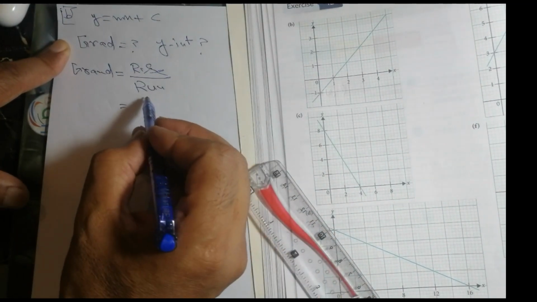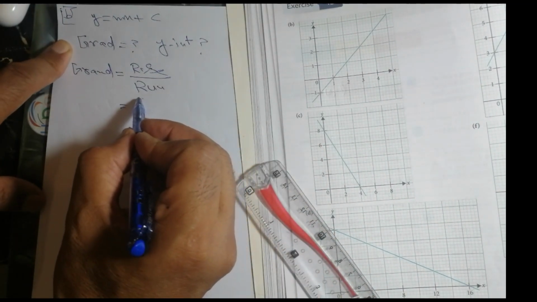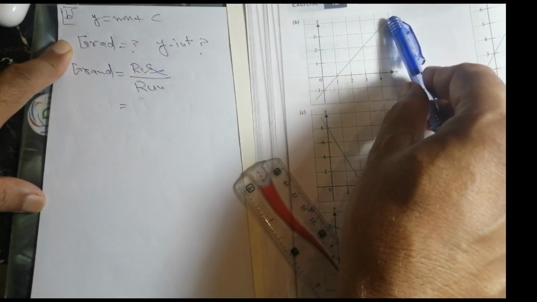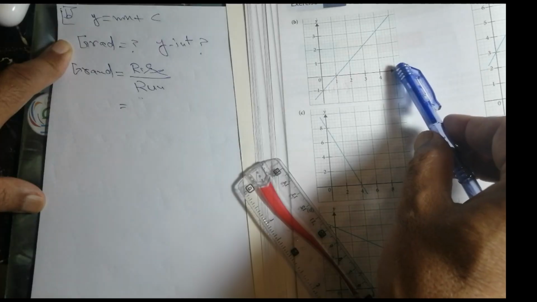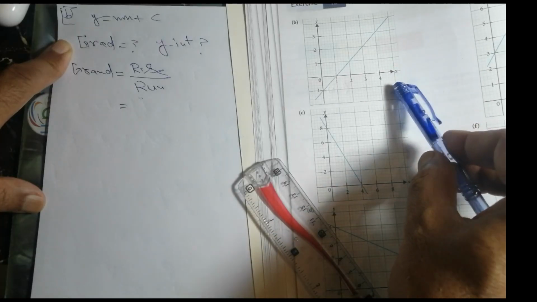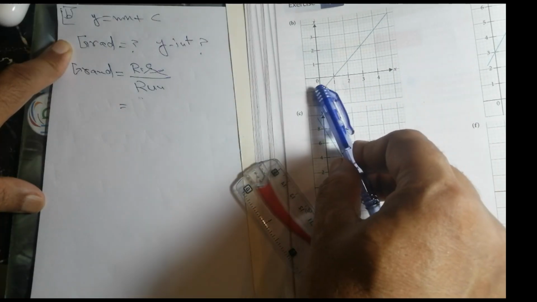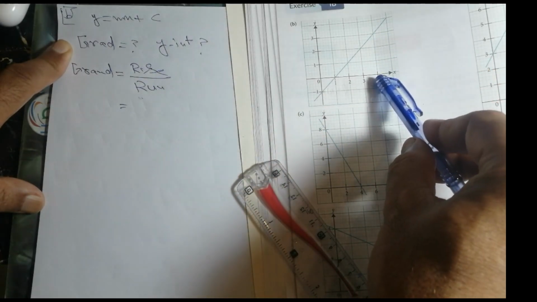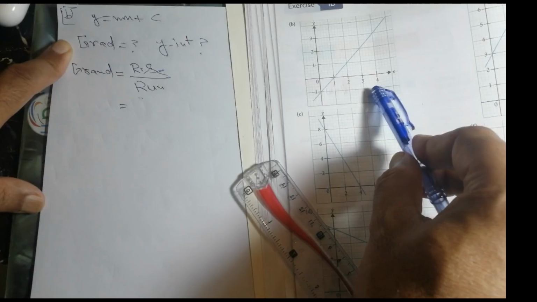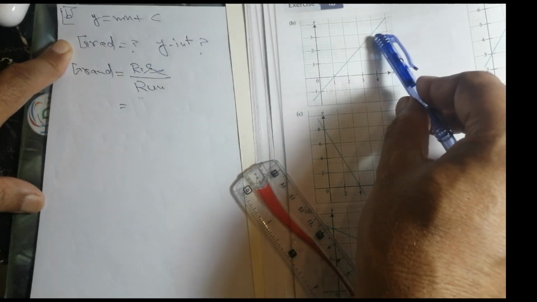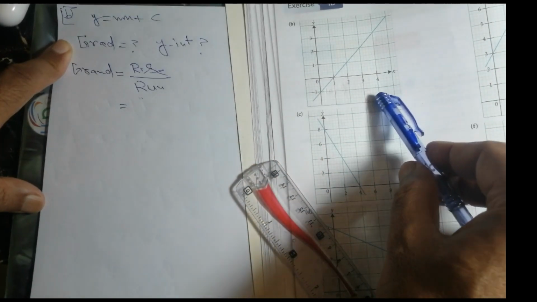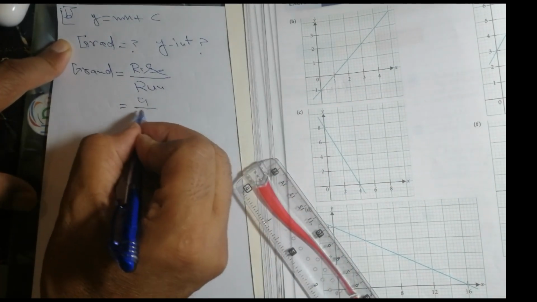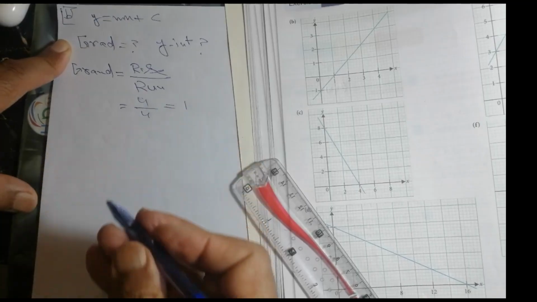So we can take any number of points, and for example we can write, if we take this point and this point, this will be 5 by 5, and if we take this point from here to here and then from here to here, this will be 4 by 4. So for example, this is 4 by 4, that is equal to 1.